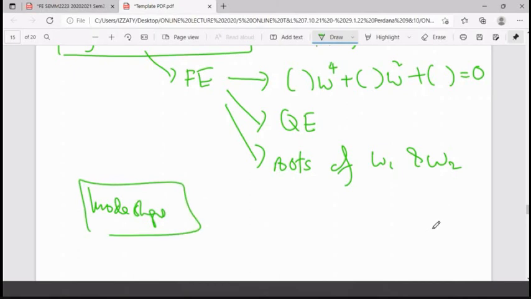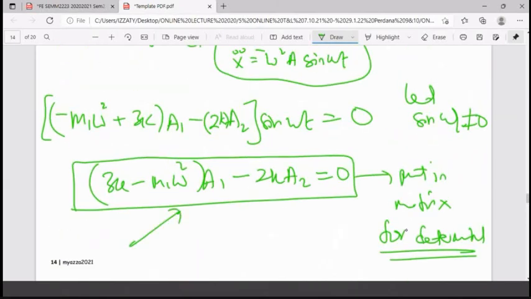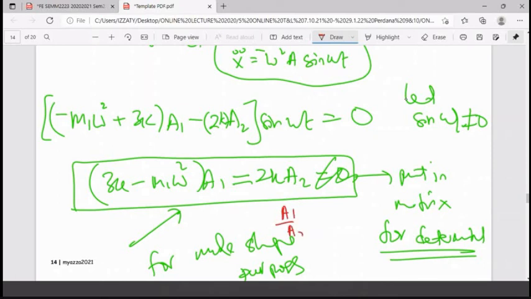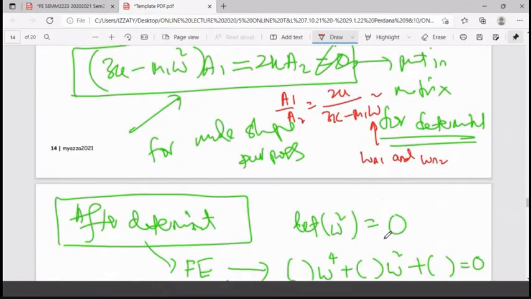Mode shape how? Use this one for mode shape purposes. Isn't it? Where you have this one equal to. Then you have A1 by A2 is equal to 2k divided by 3k minus m1 omega squared. Omega, this one representing omega n1 and omega n2. Then you look for A1, A2 for omega 1, A1, A2 for omega 2.